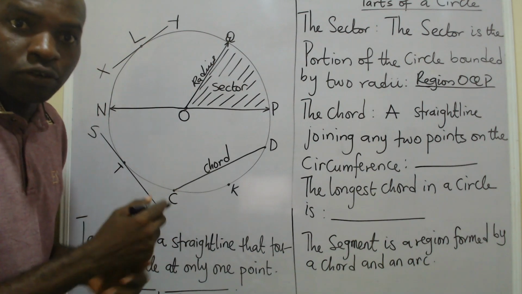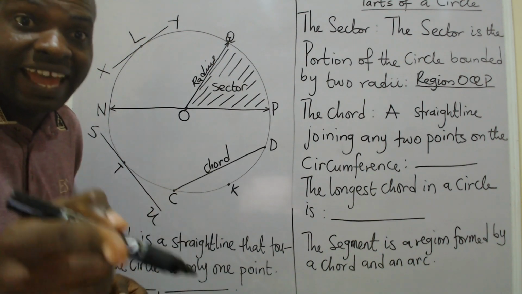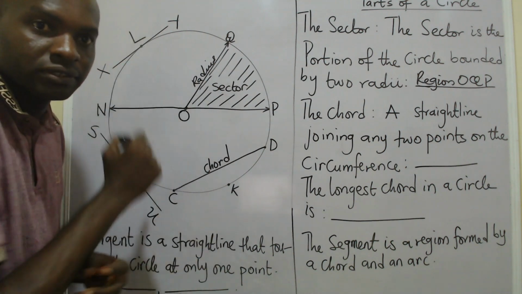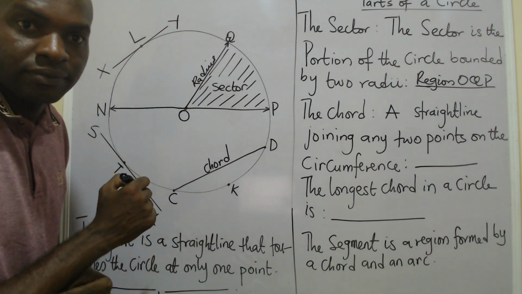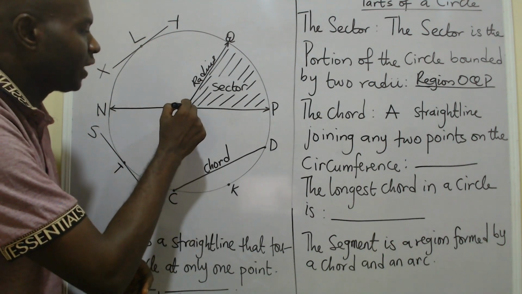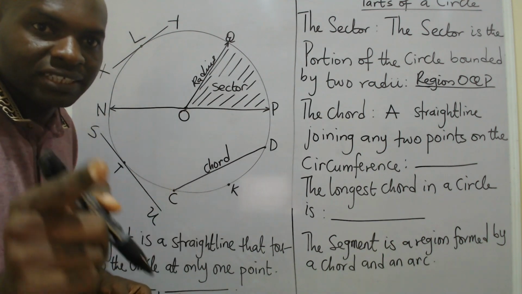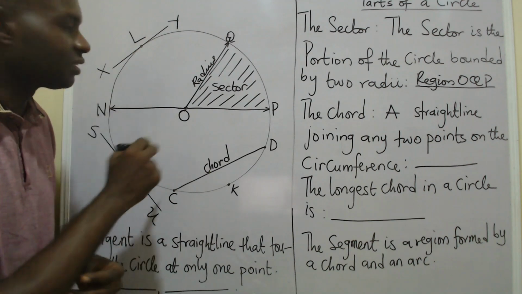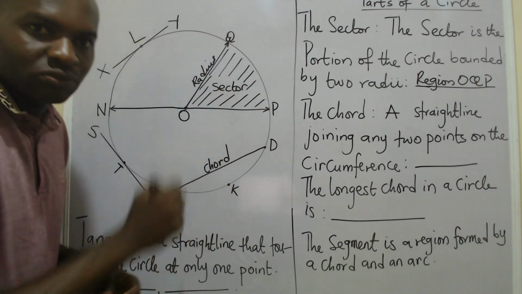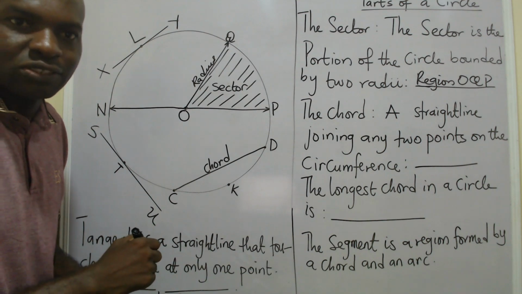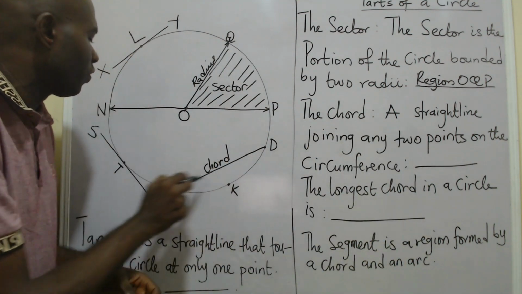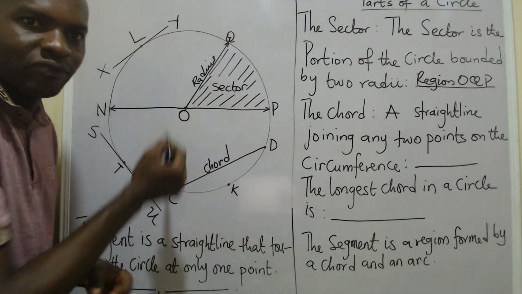You may ask, oh, is the diameter also a chord? Yes, the diameter is the longest chord in the circle. It is the only chord that passes through the center of the circle. That's why it's the longest. This is a chord from here to here. If I join it, it will give me another chord. So a chord is a straight line joining any 2 points on this circumference.